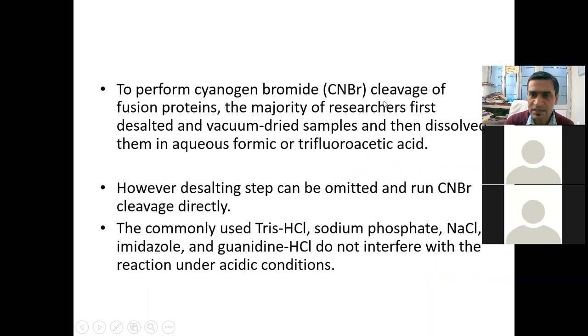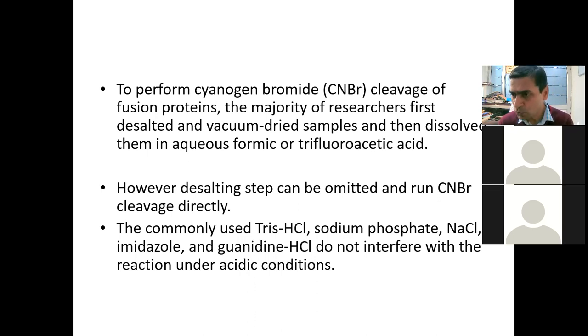To perform this CNBr cleavage of fusion protein, the majority of the researchers first desalted. So usually when you want to go for cleavage with cyanogen bromide, initially in the past people have been using purification of their product. Purification means all the salts were removed and then vacuum dried the samples, which were then in turn dissolved into a proper aqueous solution which contains formic acid and trifluoroacetic acid.